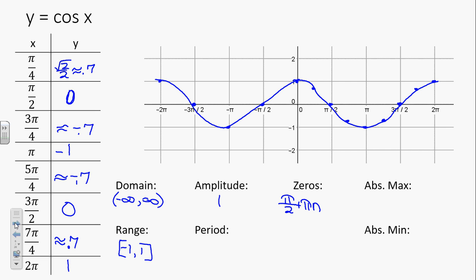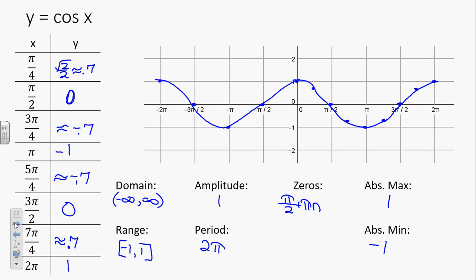Okay? What's our absolute max? 1. Absolute min? Negative 1. And what's the period? 2 pi again. It takes 2 pi to get one full complete cycle. So far so good? What questions do you have about cosine?